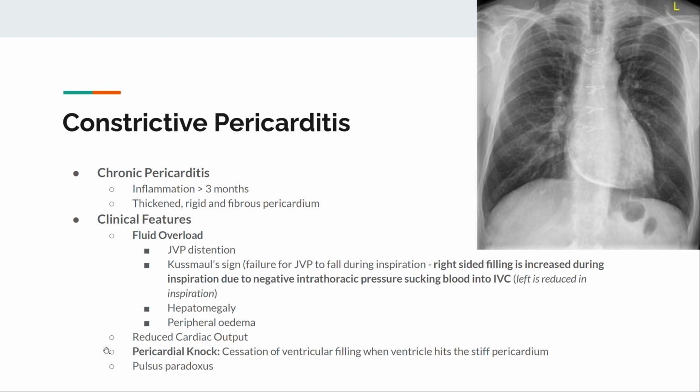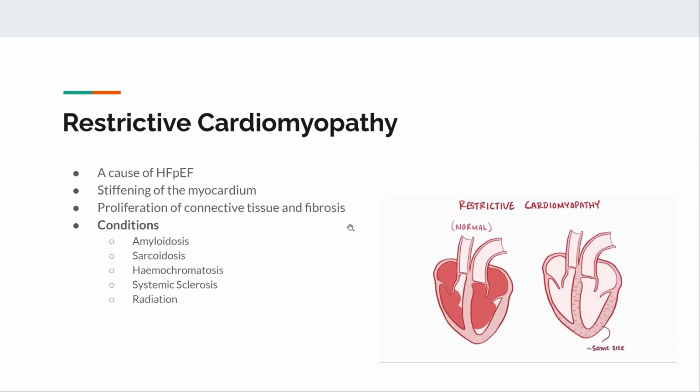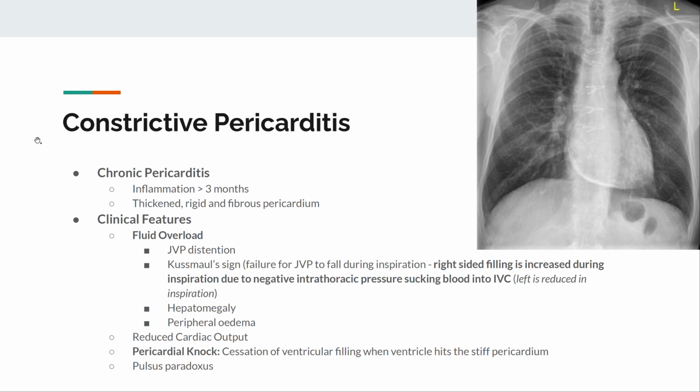The other features will be reduced cardiac output and a pericardial knock, which is that as the ventricle fills, once it gets full enough, it'll smack really hard against that constricted pericardium, and you'll literally hear a knocking sound with every heartbeat. And they can also get pulsus paradoxus. So that was constrictive pericarditis.